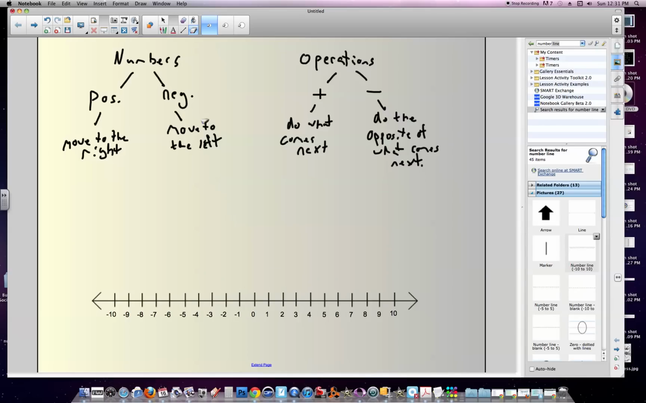Moving along, let's throw in, what if I said negative 4 plus negative 3? Well, same process. What number comes first? It's a negative 4. What direction do negative numbers move? They move to the left. So I go to negative 4. We always start at 0, right? Then what's my operation? My operation is plus. That means do what comes next. Okay, well, what does come next? It's a negative 3. So that means go to the left 3. What does my answer come out to be? Negative 7.